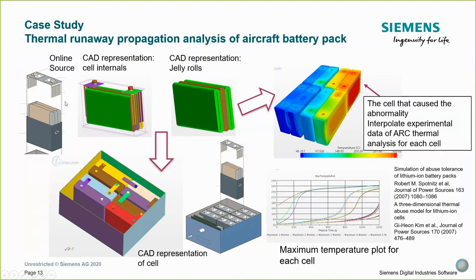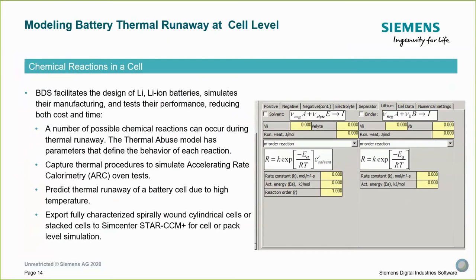In thermal runaway propagation, this is from an aircraft battery pack application where you had this first cell in thermal runaway. This shows how the online resources can be used for a prismatic cell, and these cells are connected in series. This is a reference for the paper which we tried to simulate. You can see that one cell in thermal runaway can propagate to the other cells connected in series, and you can see the effect of that in the environment. This is based on the ARC thermal analysis, where you input that Gaussian curve for the reaction rate versus time.